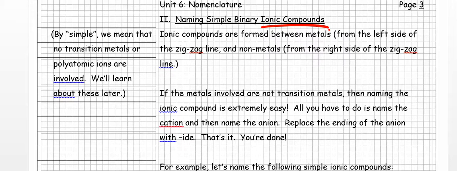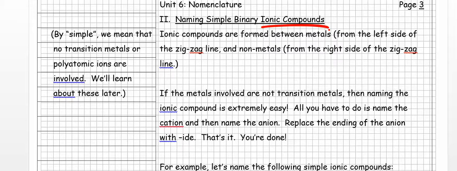Metals and nonmetals. Now, what do we mean by simple? Well, by simple, we mean that there are no transition metals involved for now or polyatomic ions. So we'll learn about how to do those in just a little while. So ionic compounds are formed between metals from the left side of the zigzag line and nonmetals from the right side of the zigzag line. Metals and nonmetals, remember, for ionic compounds.